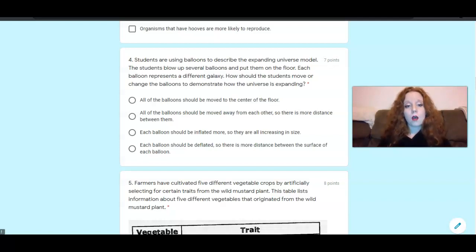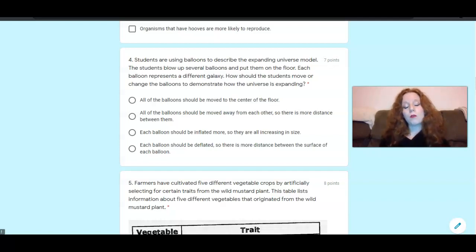B is going to say all the balloons should move away from each other so there is more distance between them. I personally like this answer. However, it is one of the incorrect answers. And if I'm being completely honest with you, if I was just taking this, this is probably the answer I would have picked from first instinct and moved on with it.